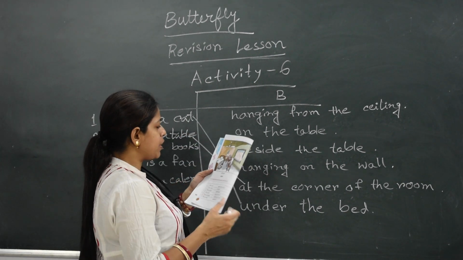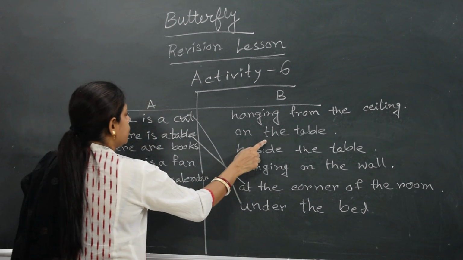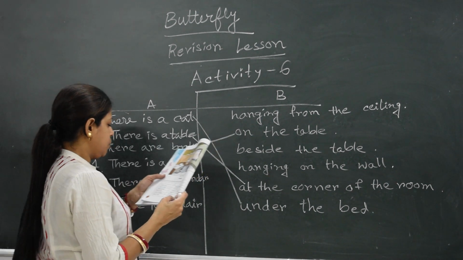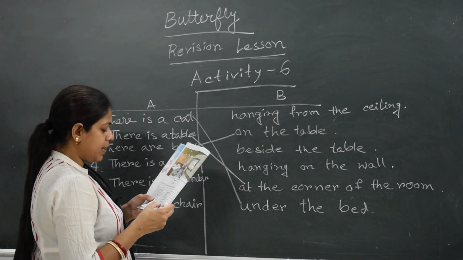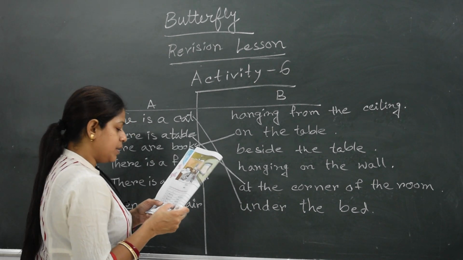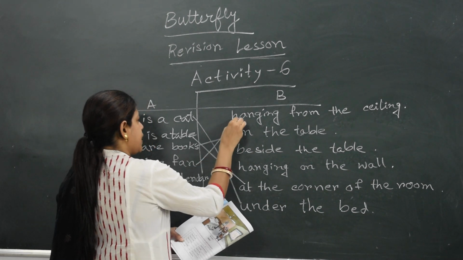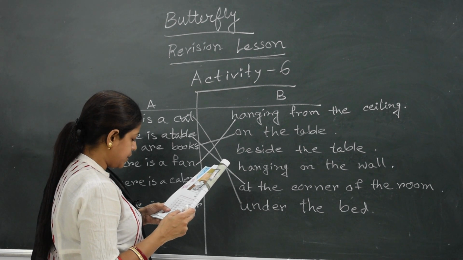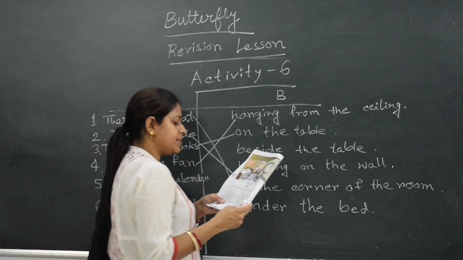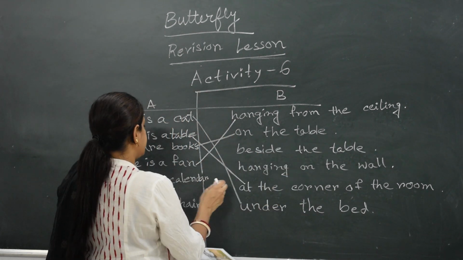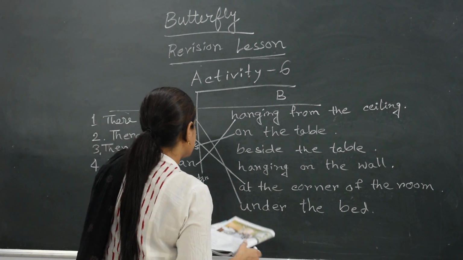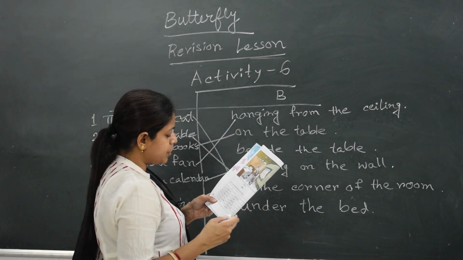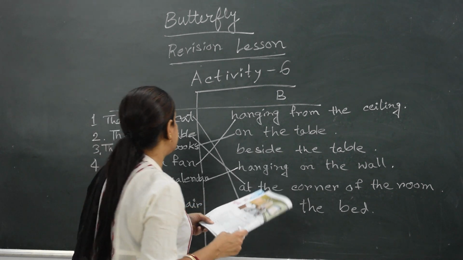Number 3, there are books. Where are the books? The books are on the table. Okay. There is a fan. Where is the fan? The fan is hanging from the ceiling. The next one is there is a calendar. Where is the calendar? The calendar is hanging on the wall. What is hanging on the wall? Yes. Next one is, there is a chair. There is a chair beside the table.